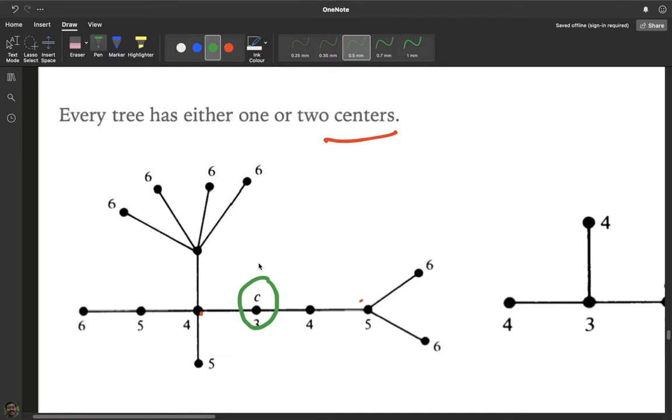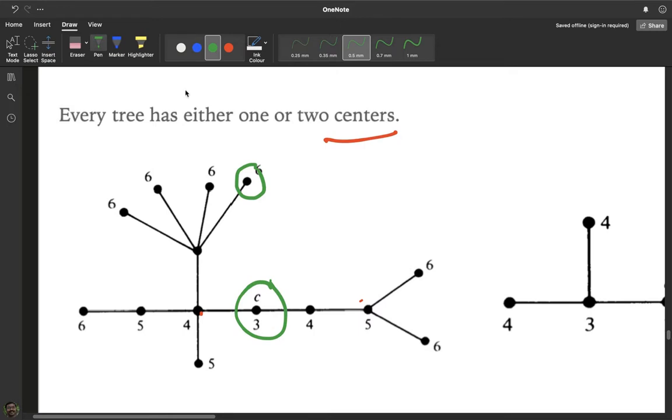Why is it so? Because the center is a vertex with minimum eccentricity. So if your center is an end vertex, what will happen? If you take the other end, suppose this is one end vertex here, if you look at the other endpoint, you will get a bigger, longer path there. So your eccentricity will be much greater than the eccentricity at some interior vertex. So the center cannot be an end vertex, because its length will be much greater than that of an interior vertex.